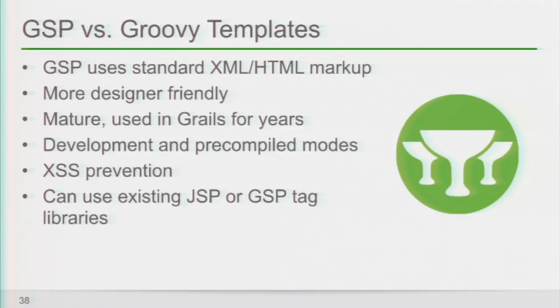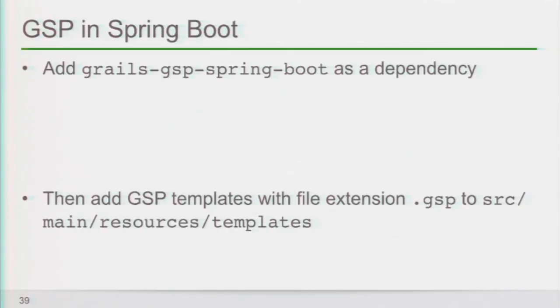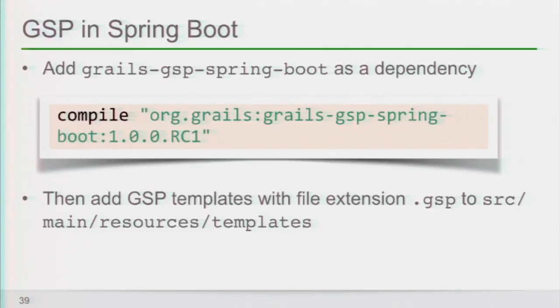So if you have a JSP tag library that you particularly want to use, there might be one out there. Or it can also use GSP tag libraries. So that's handy too. So how do you go about getting GSP into a Spring Boot app? So essentially, you add the Grails-GSP-Spring Boot as a dependency. We're currently at RC1, but the final GA is going to be out very, very soon.